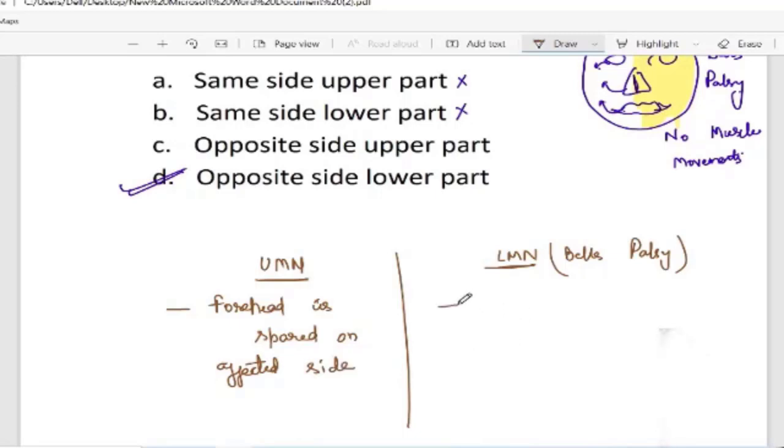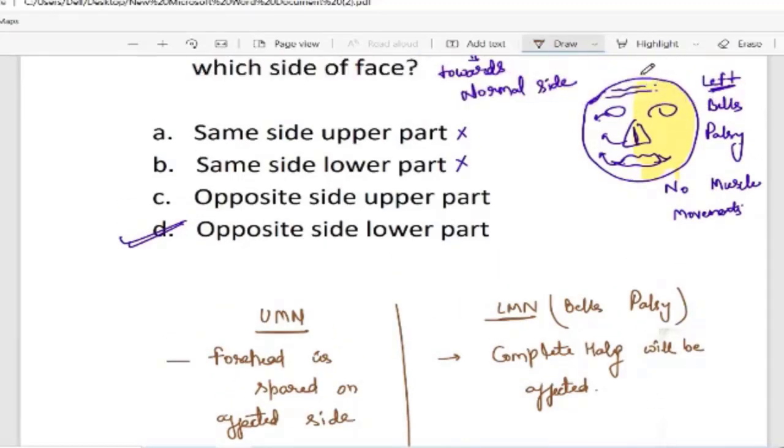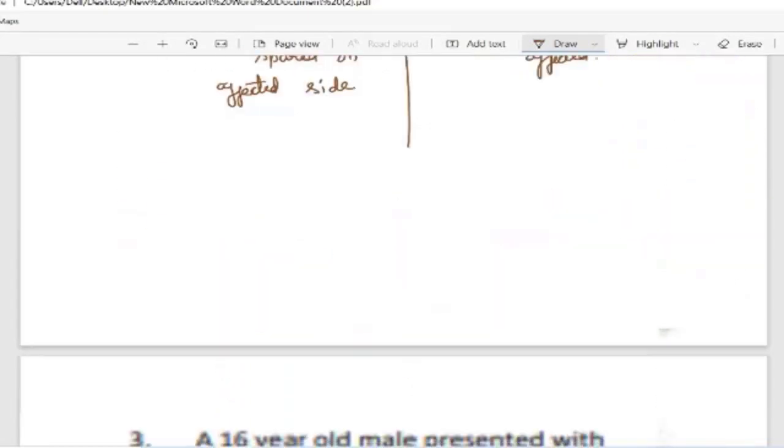Whereas in lower motor neuron lesion, complete half will be affected. Complete half of the face. So one side of the face is completely affected, as we can see in this picture, complete half is affected here. So that is lower motor neuron palsy.